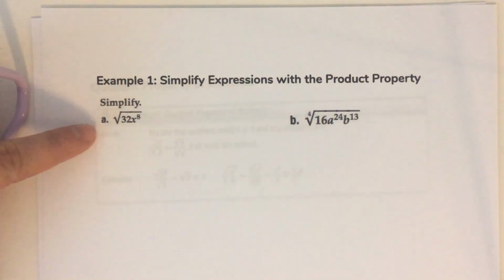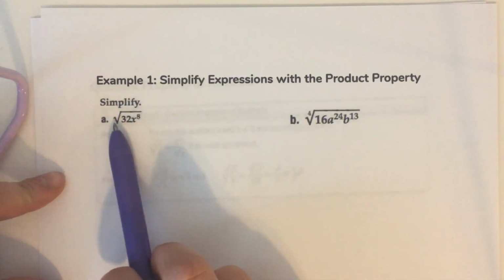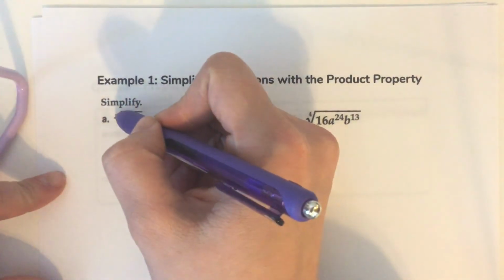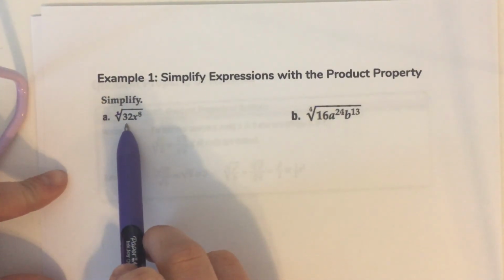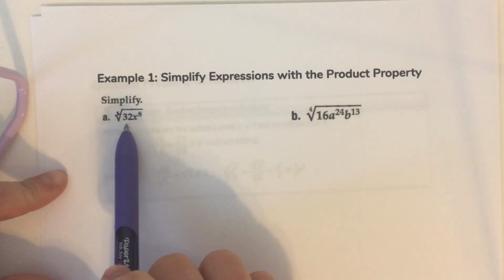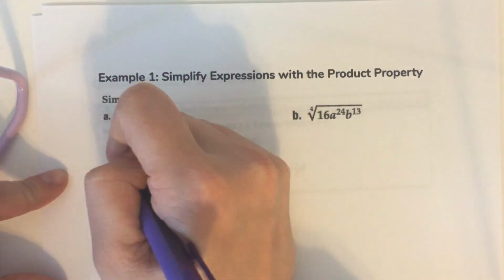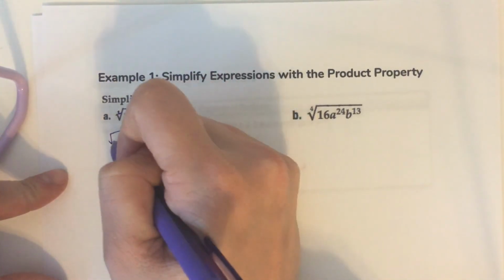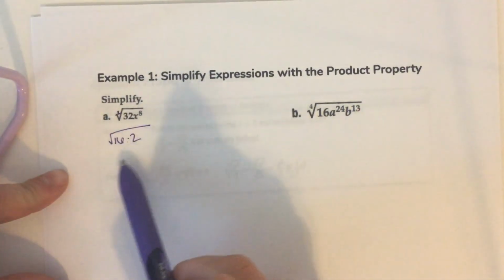So let's take a look at part A right here. We're just going to simplify this. It's just a square root. There's that invisible 2 right there as our index. So I'm going to think of a perfect square that divides evenly into 32, and right away my head jumps to 16 because 16 times 2 is 32. So I'm just going to rewrite this a little bit. I have 16 times 2, and that's kind of how I handle the numbers here.